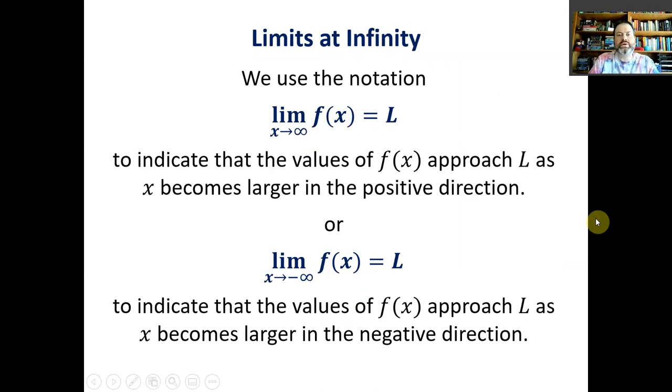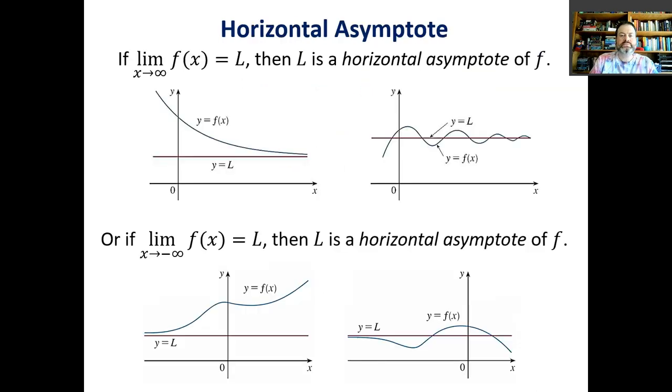So we use the same notation that we used earlier in chapter 1 for limits, except instead of a number here we have infinity or negative infinity. But it's the same idea, and a lot of the same rules apply, as we'll see. So if the limit exists, then that number L is your horizontal asymptote. So there's many different kinds.